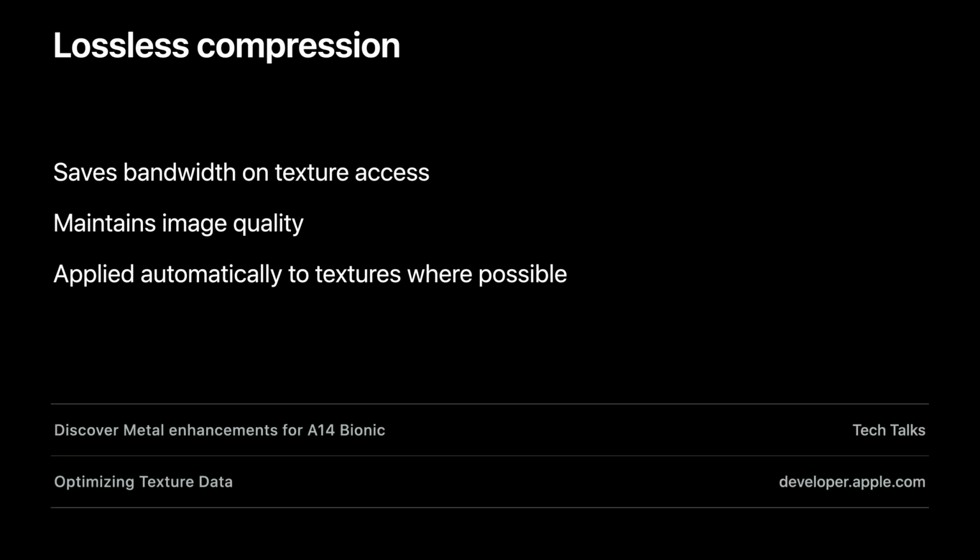To better understand lossy compression, it's worth revisiting lossless compression. The A12 Bionic first introduced lossless texture compression in 2018, and the A14 Bionic added further improvements to the feature in 2020. Lossless texture compression saves memory bandwidth, which in turn saves power, so your apps can do even more on a single battery charge. Lossless compression ensures that it always preserves texture detail. In fact, your apps may already take advantage of lossless compression on the A12 Bionic and later. Check out the Tech Talk, Discover Metal Enhancements for A14 Bionic, and the Optimizing Texture Data article on developer.apple.com for more details about lossless compression.